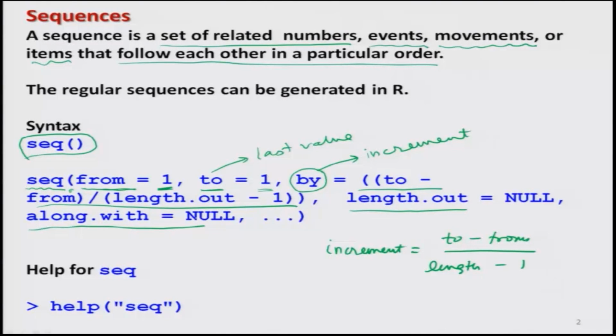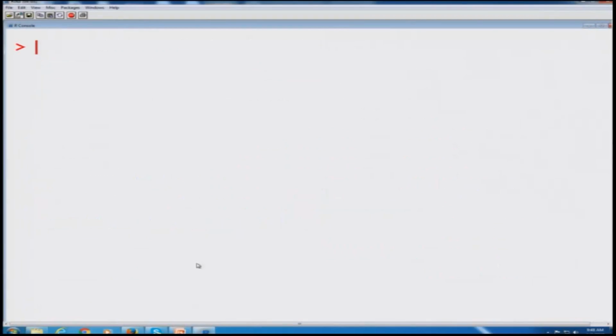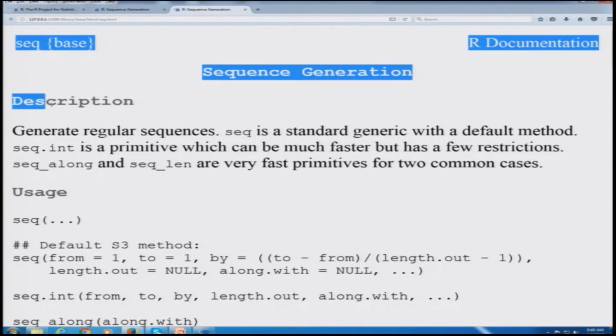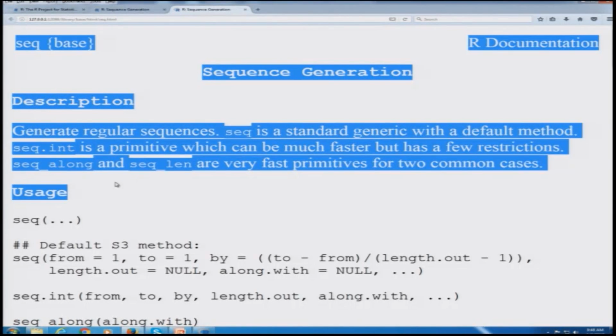You simply have to type help and then seq inside the bracket, followed by double quotes, and you can get it. For example, if I try to find out this and press it over here, you can see this is the help provided by the R software on its website, and it is giving you the complete detail.